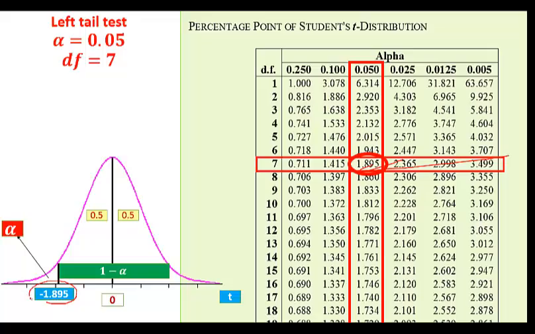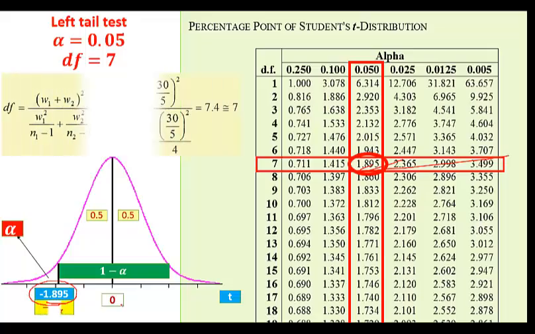Regarding the calculation of degrees of freedom, we use this formula. Look, W1 is S1 square over N1. W2 is S2 square over N2. So we have put all those values here. After solving, we get the answer 7.4. And since the degree of freedom is the integer part, we will take the degree of freedom as 7. And against 7, we have seen the table value. This is how we will calculate degrees of freedom.